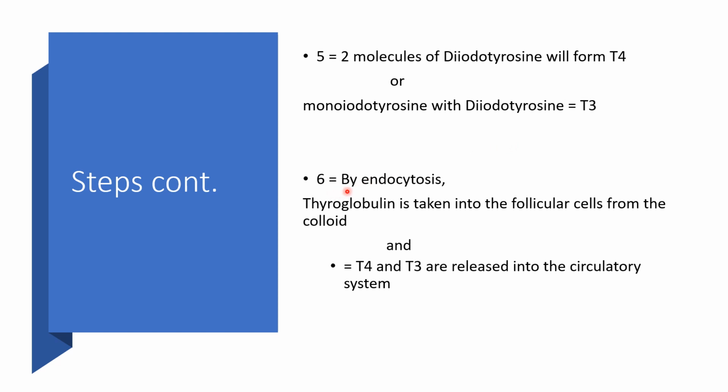Then the endocytosis will occur, where thyroglobulin will be taken into the follicular cells from the colloid, and T4 and T3 will be released into the circulatory system. Isn't that great? We could see now how iodine could form the major raw material in the production of T4 and T3 with the help of thyroglobulin.